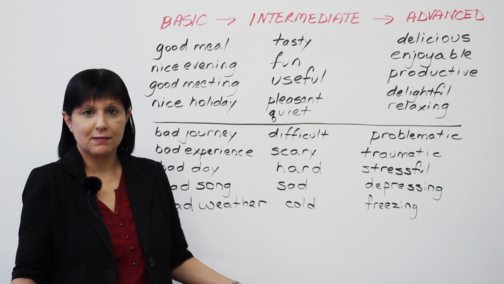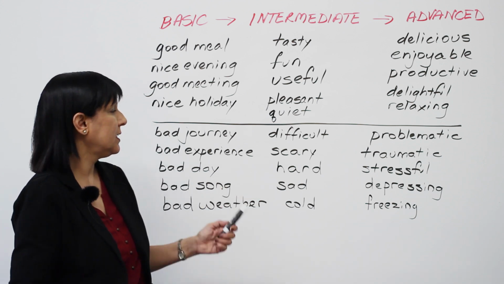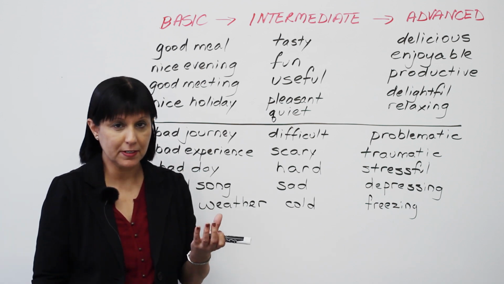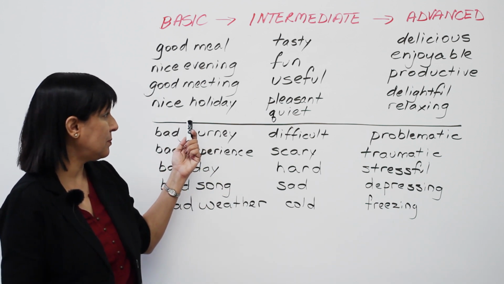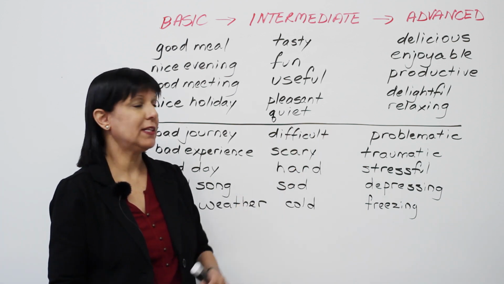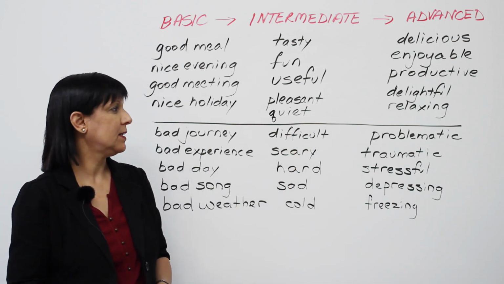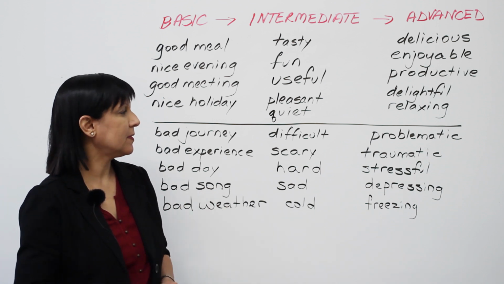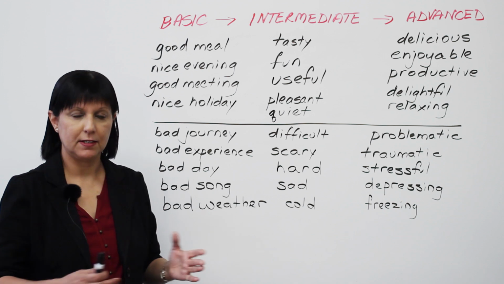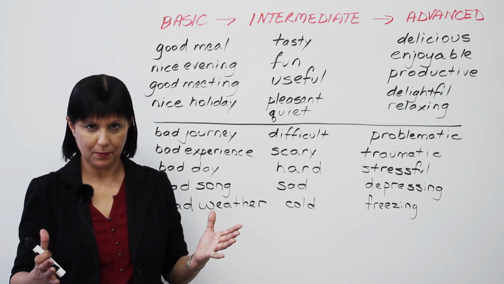We had a nice holiday. Well, what is nice? Nice is a very general word. If you want to stay general, you can still use a better word. So here I've given you an example. We had a pleasant holiday. We had a relaxing holiday. Okay? So, we had a pleasant holiday or we had a delightful holiday. That's if you want to stay more general.